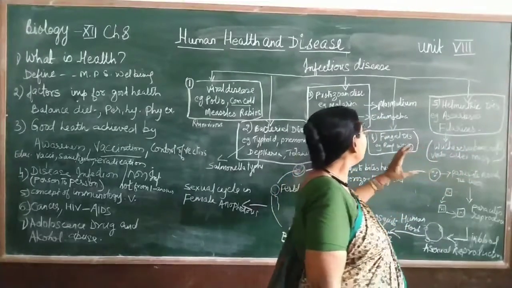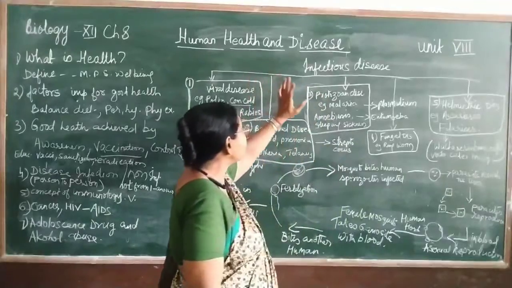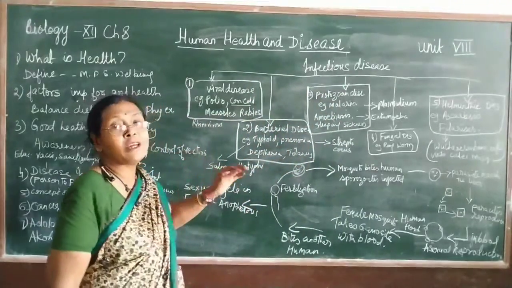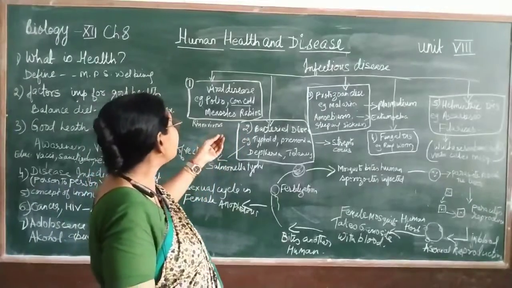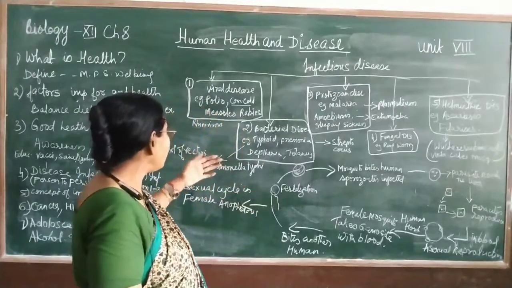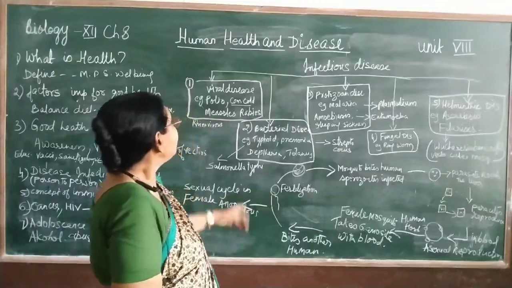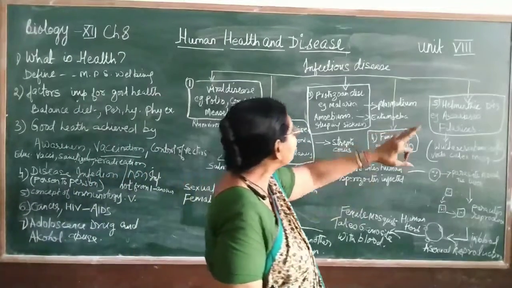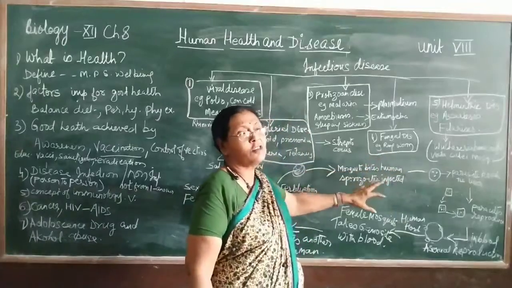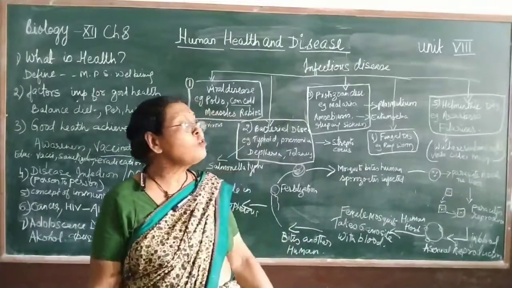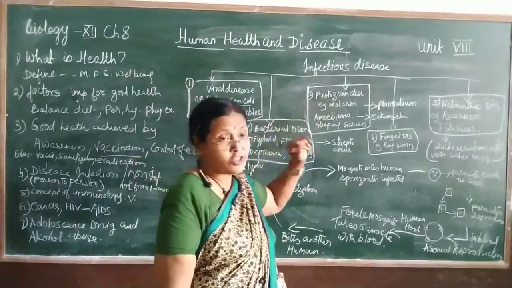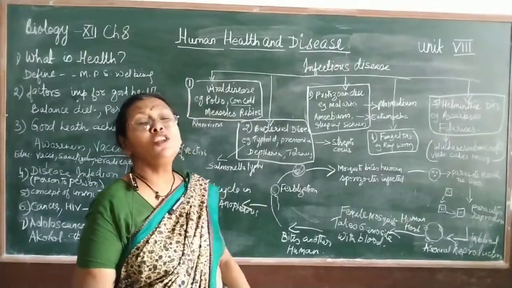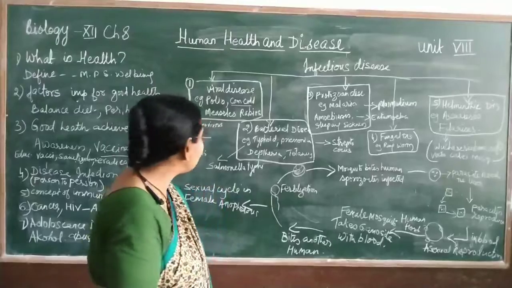So, you have understood what infectious disease is. Infectious diseases are caused by bacteria and viruses. They are viral disease, bacterial disease, protozoan disease, helminthic disease, and fungal disease. So I hope you have followed the infectious diseases. Now we will talk about non-infectious diseases like cancer.